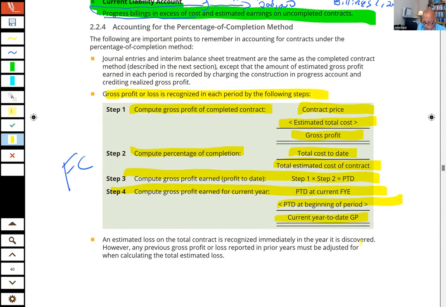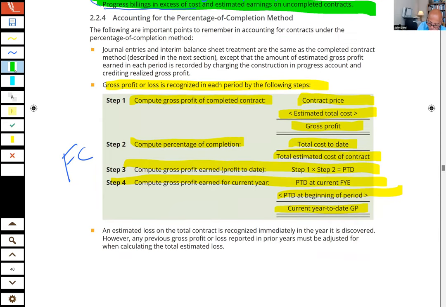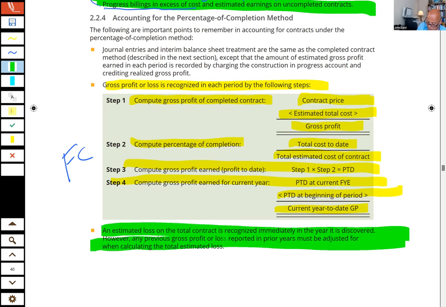Now, as I mentioned earlier, under both methods, completed contract and percentage of completion, you recognize the loss immediately. The rule of conservatism says recognize the loss immediately. That's the case under completed contract. That's the case under percentage of completion.